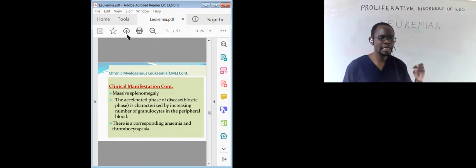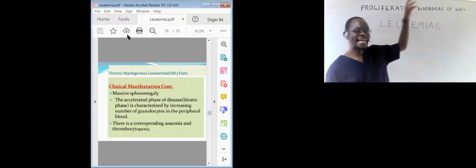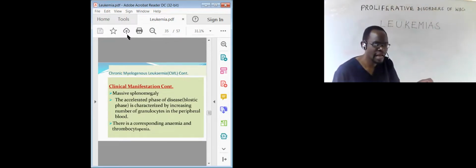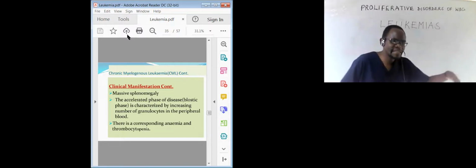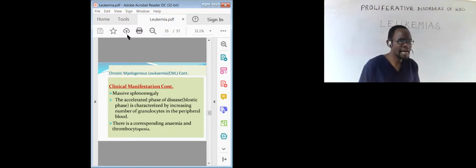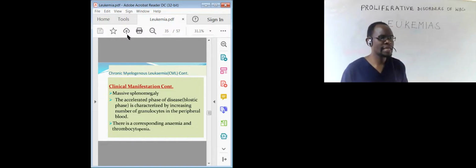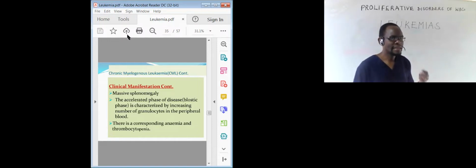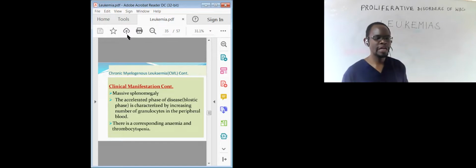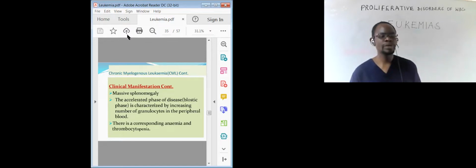Remember, we said yes, it is chronic, but then you can have an accelerated phase of the disease, what we call the blastic phase. It is characterized by an increasing number of granulocytes in the peripheral blood, and there is corresponding anemia and thrombocytopenia for the same reasons that we actually say.